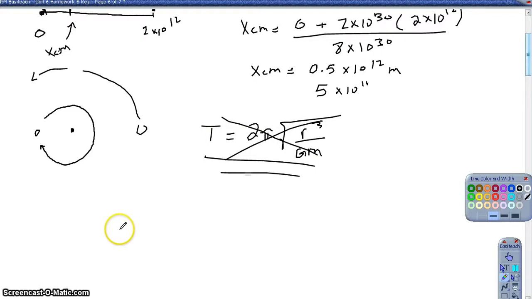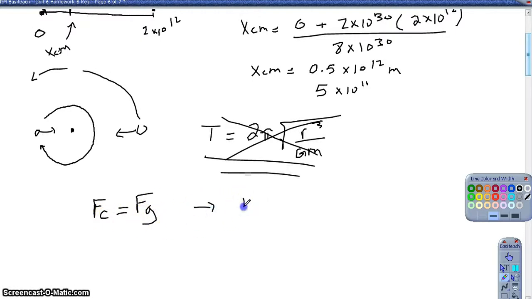Well, that equation comes from boiling it down to the relationship that if something is moving in a circle, I have to have a centripetal force. And what's providing the centripetal force? The only thing providing the centripetal force for either one of these is the mutual force of gravity between them. That is the only force pulling them towards the center of the circle. So we start with the same relationship we're used to: the centripetal force equals the force of gravity.